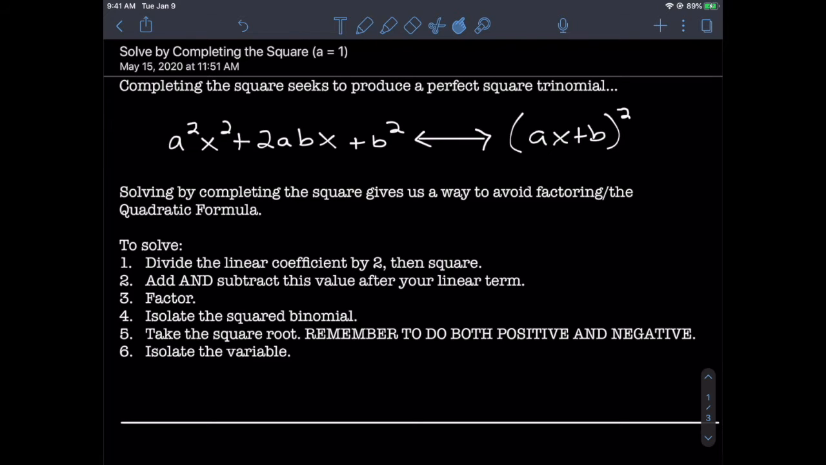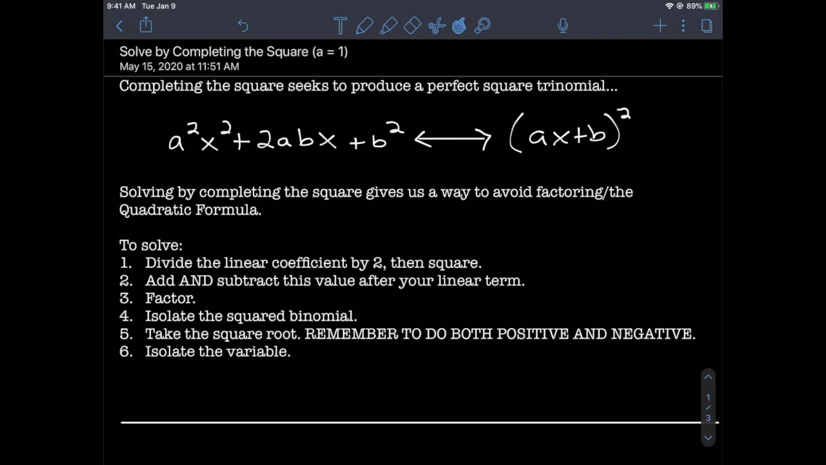So the steps that we use here are specifically with respect to those problems where the coefficient of x squared is equal to 1. Keep that in mind, and everything else is going to be hunky-dory. The question is then, how are we supposed to do this thing? It's pretty simple. First, we divide the linear coefficient by 2, and then we square it. That would be the number in front of x.